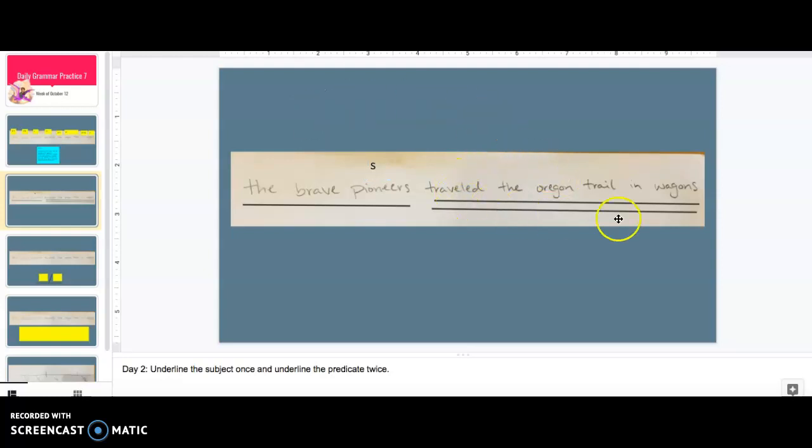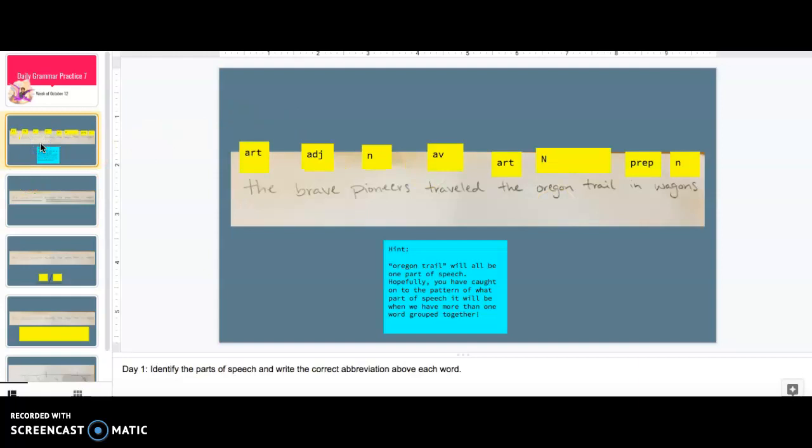Now we need to identify our simple predicate and then figure out what tense that verb is. So our complete predicate is traveled the Oregon Trail in wagons. So we're just looking for the one verb that pioneers is doing in this sentence. If I look back at my Green Day, I'm going to keep an eye out in my complete predicate, traveled the Oregon Trail in wagons, for our verb, which in this case is traveled.